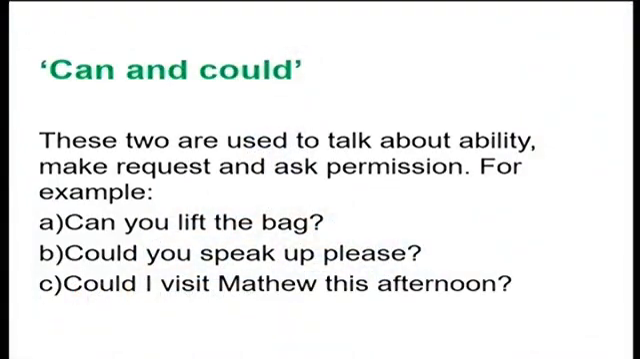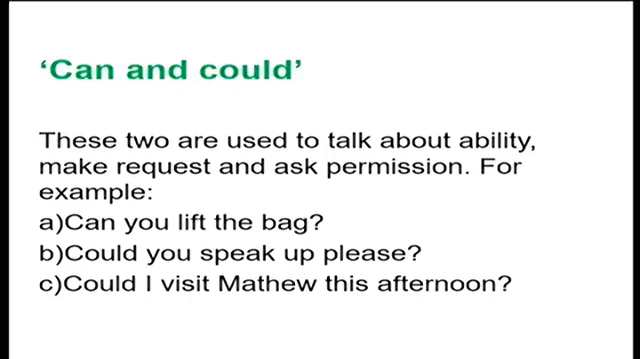Moving on, can and could as modal verbs. These 2 are used to talk about ability, make requests, and ask permission. For example, can you lift the bag?